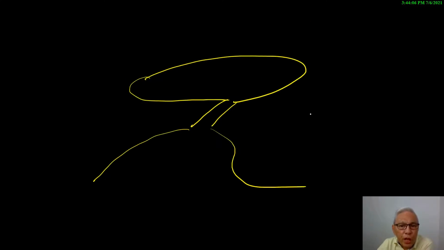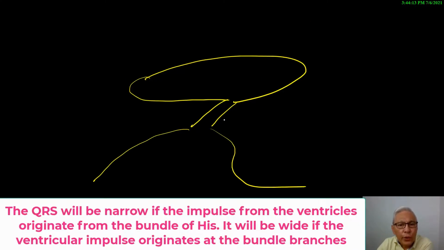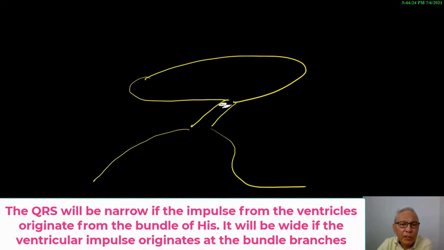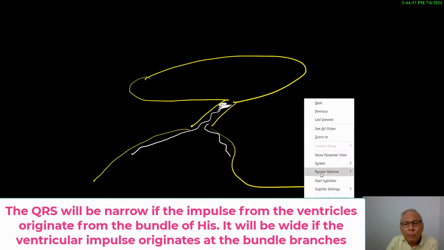The QRS complex could either be narrow or wide. It is narrow if the impulse coming from the ventricles comes from this area of the bundle of His, because it could still proceed naturally or normally into the right bundle and the left bundle. However, complete heart block could also be manifested with a wide QRS complex.